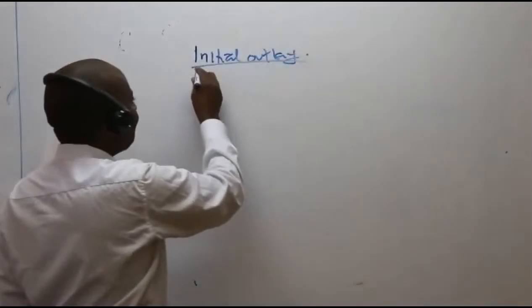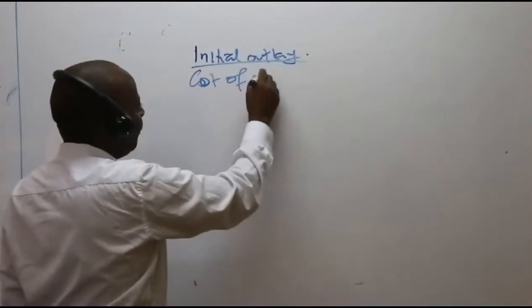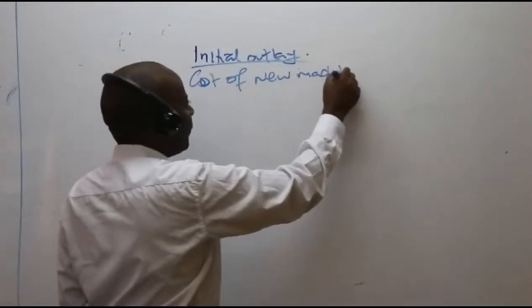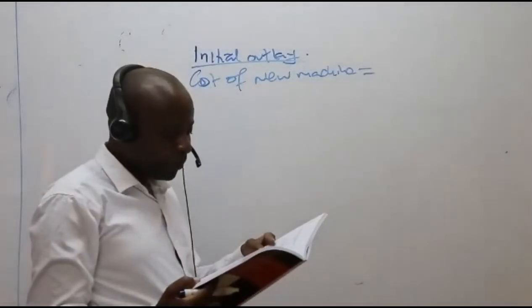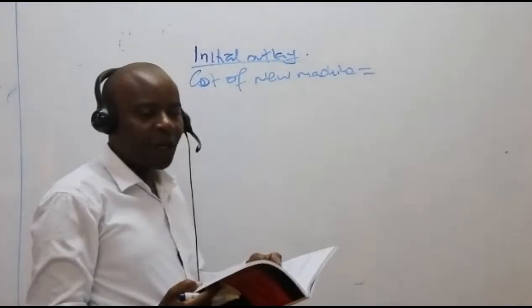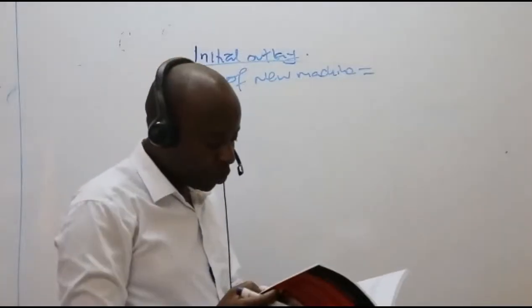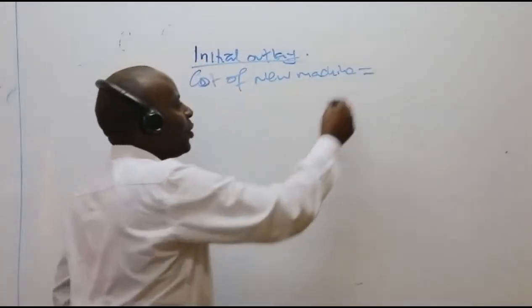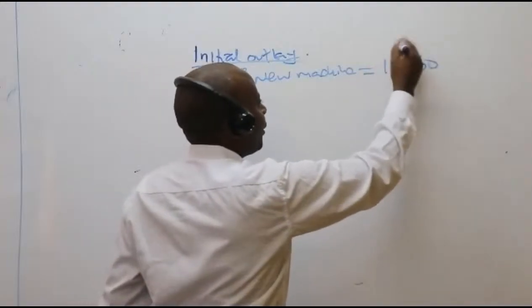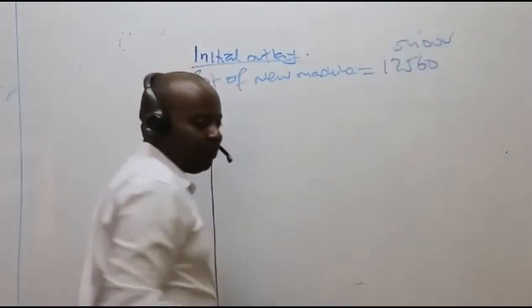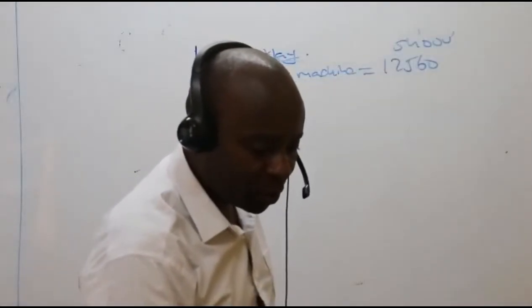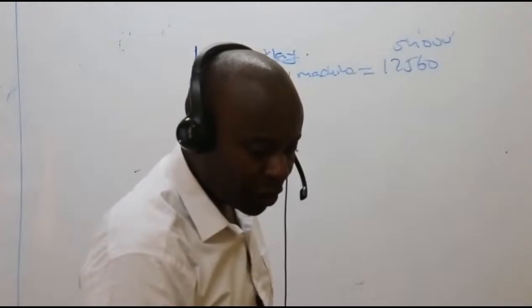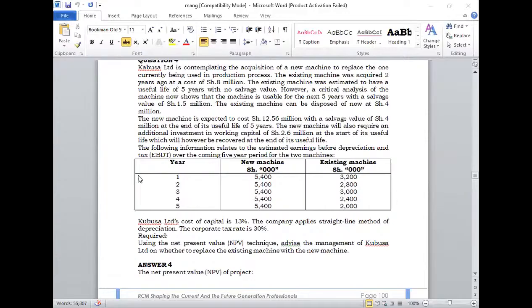what do I have? Cost of new machine. So are you able to see the cost of the new machine somewhere? Cost of the new machine in paragraph number 2, they're telling it's 12,560. I'm putting my figures in thousands. In paragraph number 2, what I would request is that you take a snapshot of this question kindly so that I get free from this thing of sharing my screen.